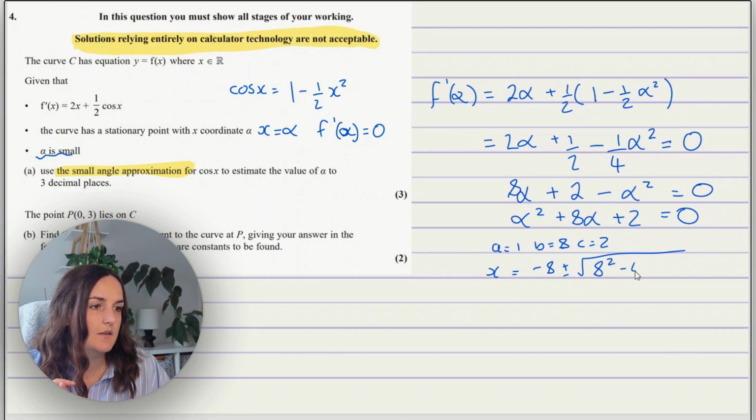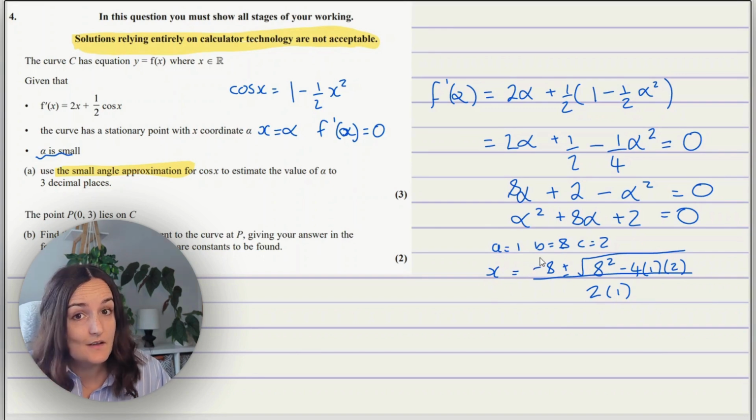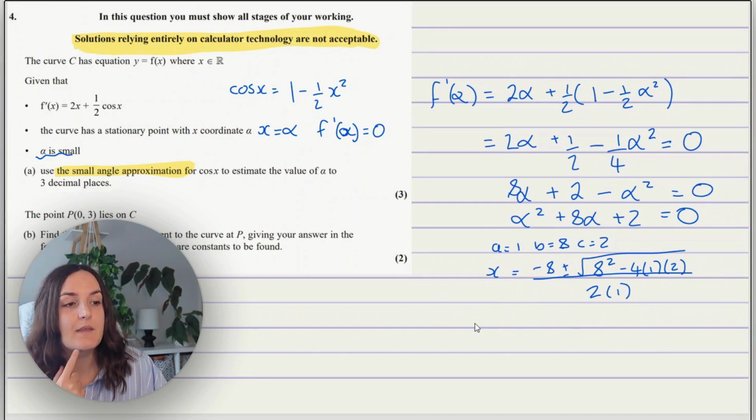So that's 8 squared minus 4 times a times c, all over 2 times 1. Now, you can type that into your calculator twice to get the answers, or you can just solve it on the calculator. They're not going to know you've written the workings. And then we get 2 solutions.